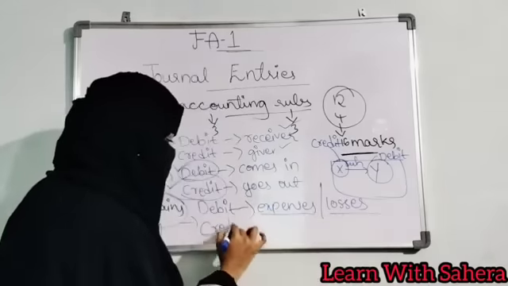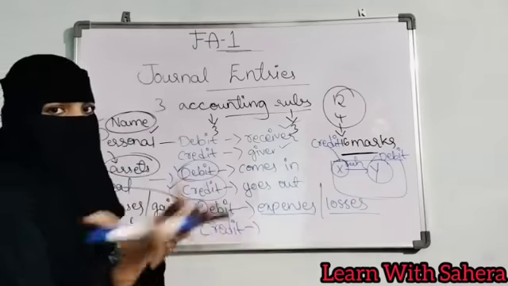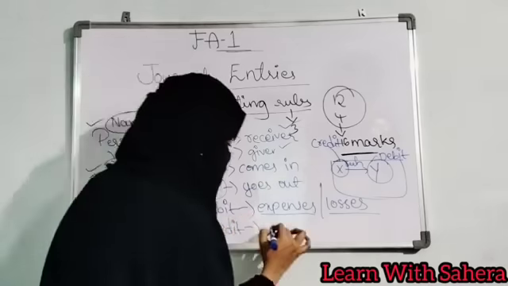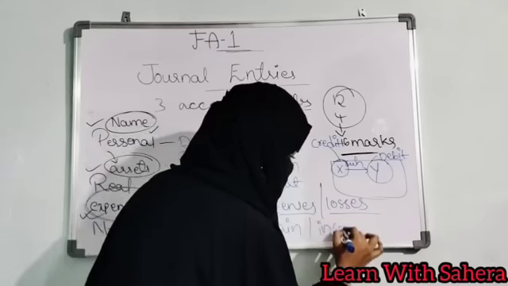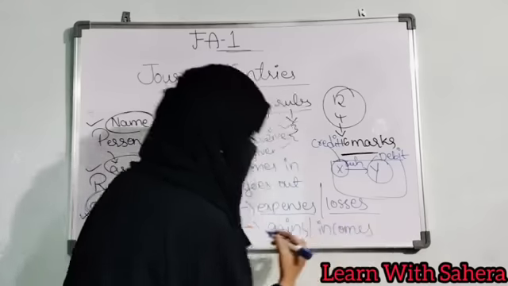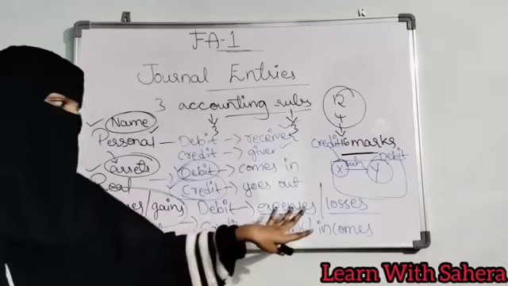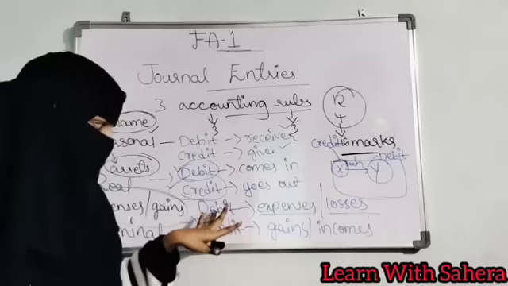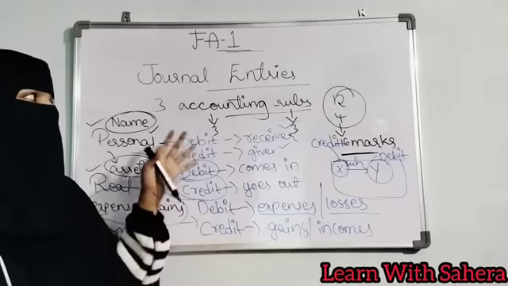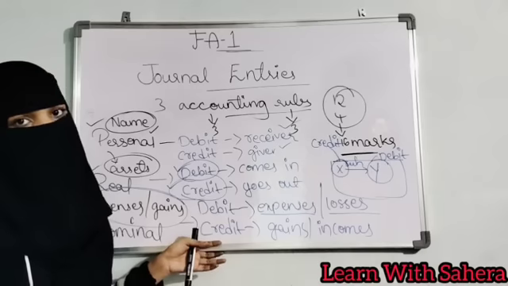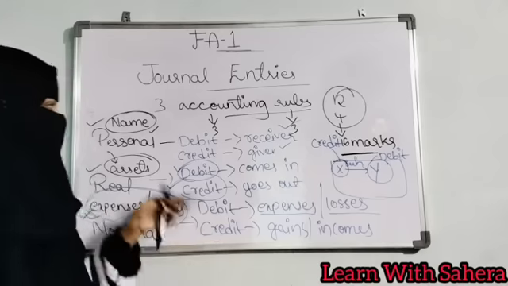Credit, when debit is expense, then credit will be gain. Yes or no? In simple, then credit is gain or income. You can say incomes and gains also like this. Okay. So, nominal is nothing but expenses and losses for debit, gains and incomes for credit. These are your 3 accounting rules, children. I hope you understand. Once again, let me discuss.